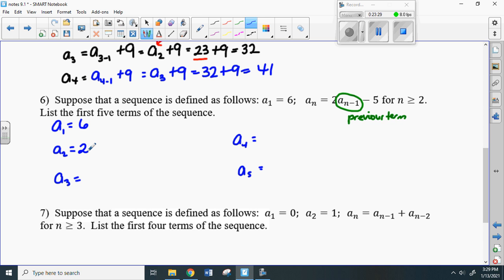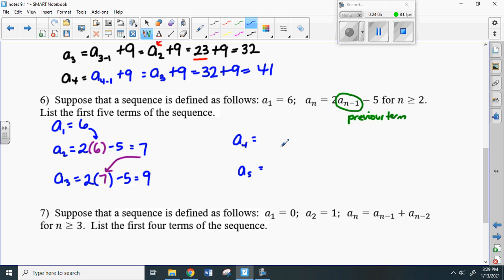So for A2, it's going to be 2 times the 6 minus 5. I literally am using the previous term. Well, 12 minus 5 is 7. And then if I want A3, then I have to plug in the previous term, 2 times the previous term minus 5. So 2 times 7 is 14, minus 5 is 9.